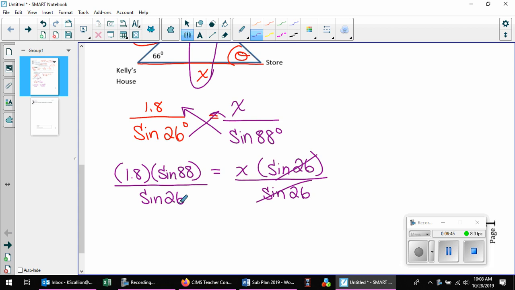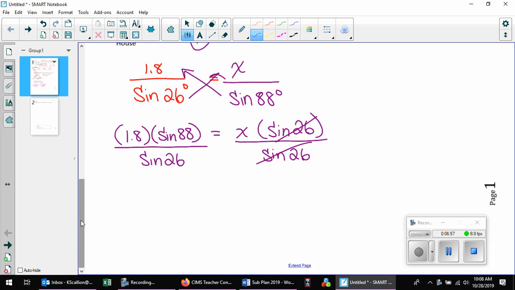Am I looking for an angle, or am I looking for a distance? So I know that my units are not going to be in degrees. Hopefully they're going to be in kilometers. Okay, so let's talk math for a second, ladies and gentlemen. Up here, your numerator is like it's in a giant bracket. That has to happen first. So 1.8 times sine of 88.